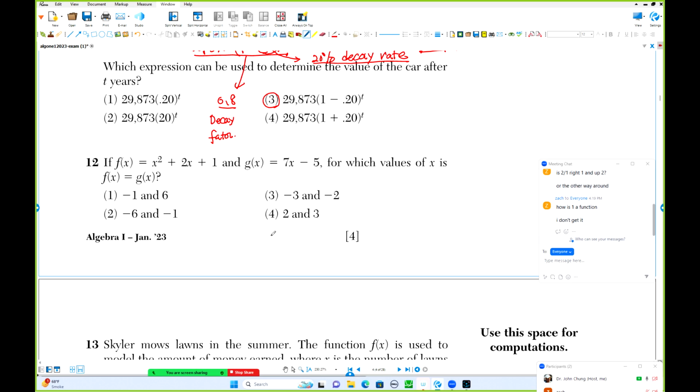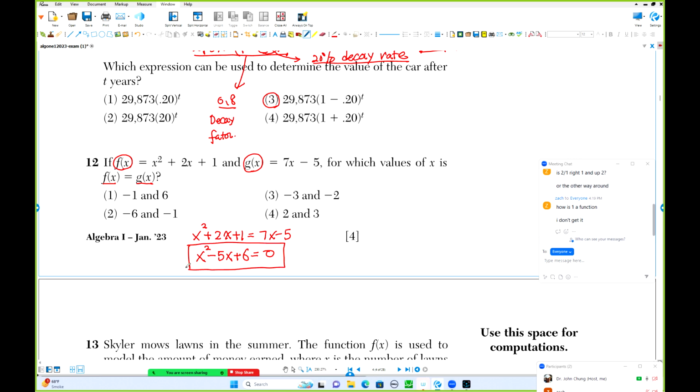All right, number 12. For some value of x, they are equal, okay? You write them equal: x squared plus 2x plus 1 equals 7x minus 5. Because at this point, the value of y is equal. This value of x, this value of g, they are equal. Okay, put this number, substitution, right? Not solve this one. Quadratic is what? We need standard form. Standard form, one side is 0, okay, in quadratic. x squared minus 7x plus 2x, minus 5x plus 1 plus 5 is plus 6 equals 0. This is what we said standard form.